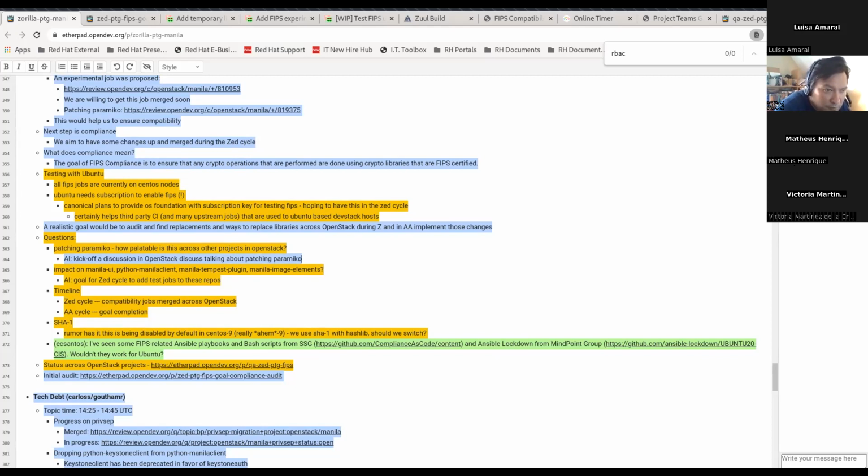SHA-1, a rumor it is being disabled by default in CentOS 9. Really, CentOS 9? And we use SHA-1 with hashlib.